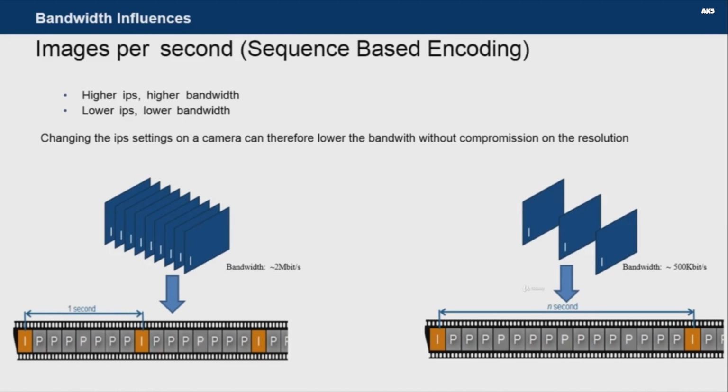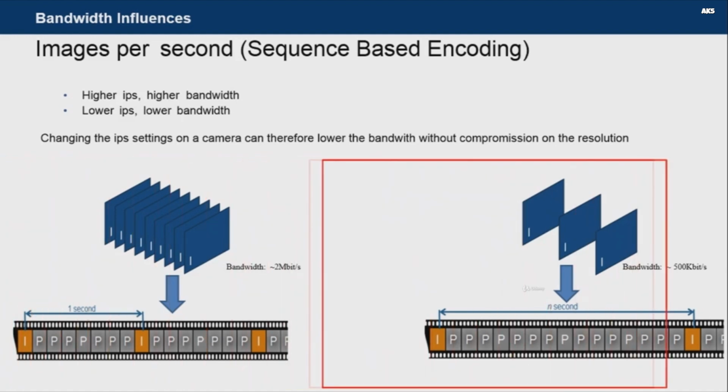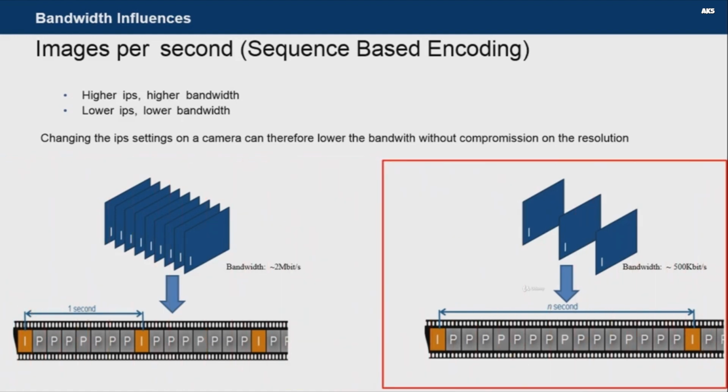The images per second, or IPS, influences the bandwidth. A higher IPS means a shorter group of pictures, and that produces a higher bandwidth. It's 2 megabits per second in our example, as you can see. And a lower IPS means a longer group of pictures, and that produces a lower bandwidth. It's just 500 kilobits in our example.